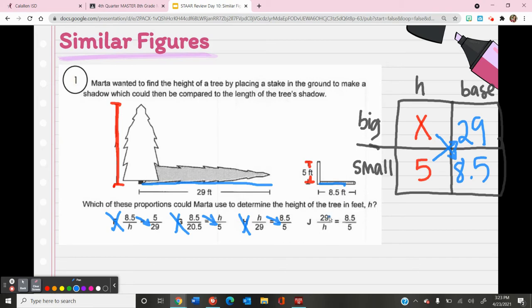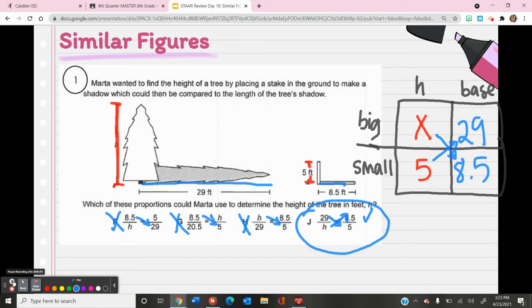Then lastly, we have J. I have 29 and 5 on top of each other. When I have these on top of each other, I should have 8.5 and x diagonal to each other, and I do here. So J is the correct proportion.